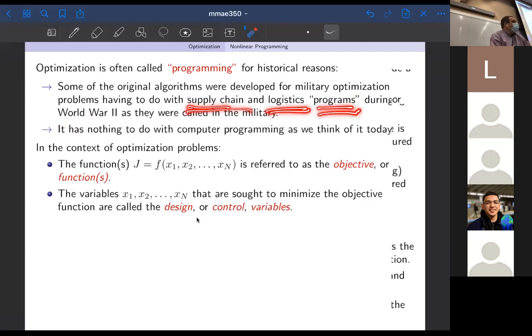So we still today use this term, linear programming, nonlinear programming. Whenever you see that, just equate it with optimization. It has nothing to do with computer programming as we think of it. It's just optimization. That's where that came from.